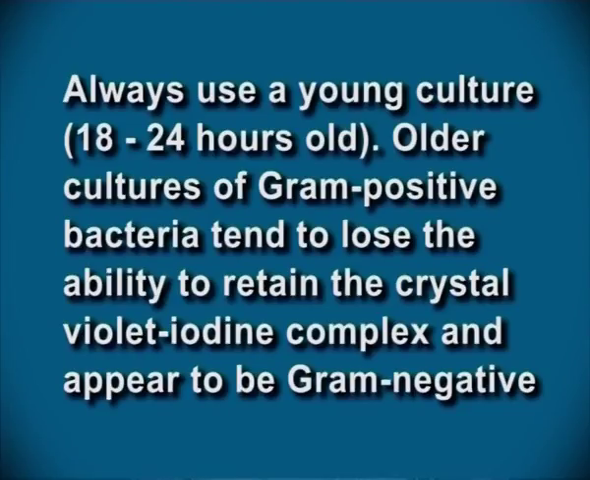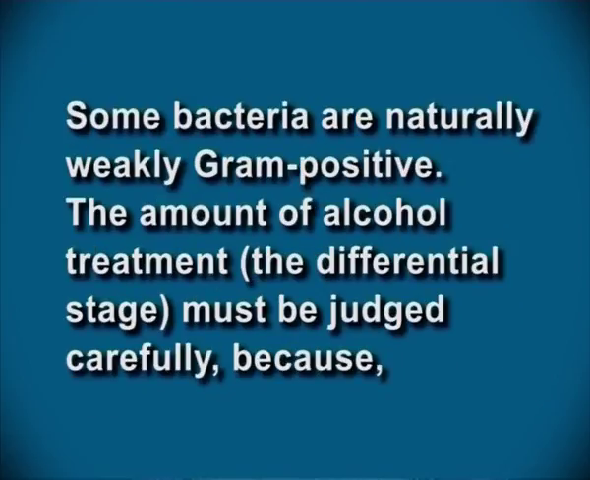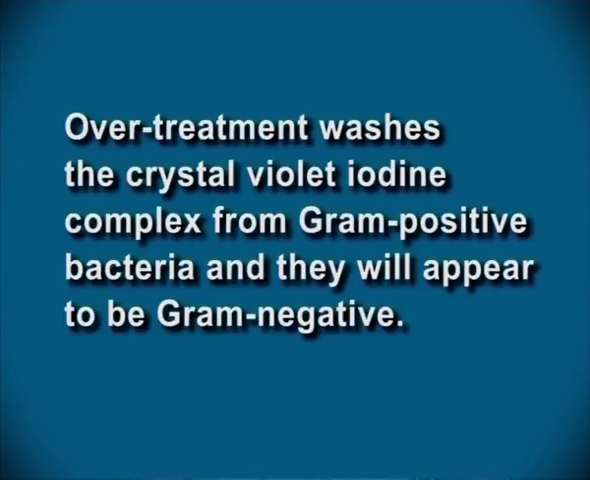Dear viewers, please note here that always use a young culture, that is 18 to 24 hours old only. Older cultures of gram positive bacteria tend to lose the ability to retain the crystal violet iodine complex and appear to be gram negative. Some bacteria are naturally weakly gram positive. The amount of alcohol treatment, the differential stage, must be judged carefully because over-treatment washes the crystal violet iodine complex from gram positive bacteria and they will appear to be gram negative.